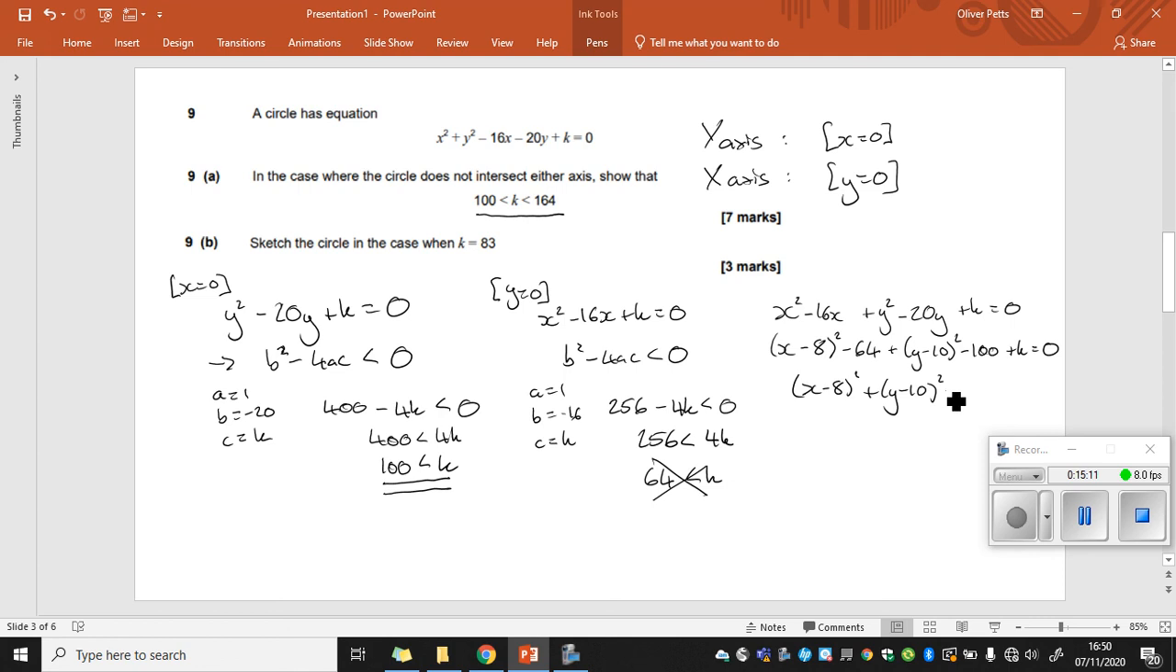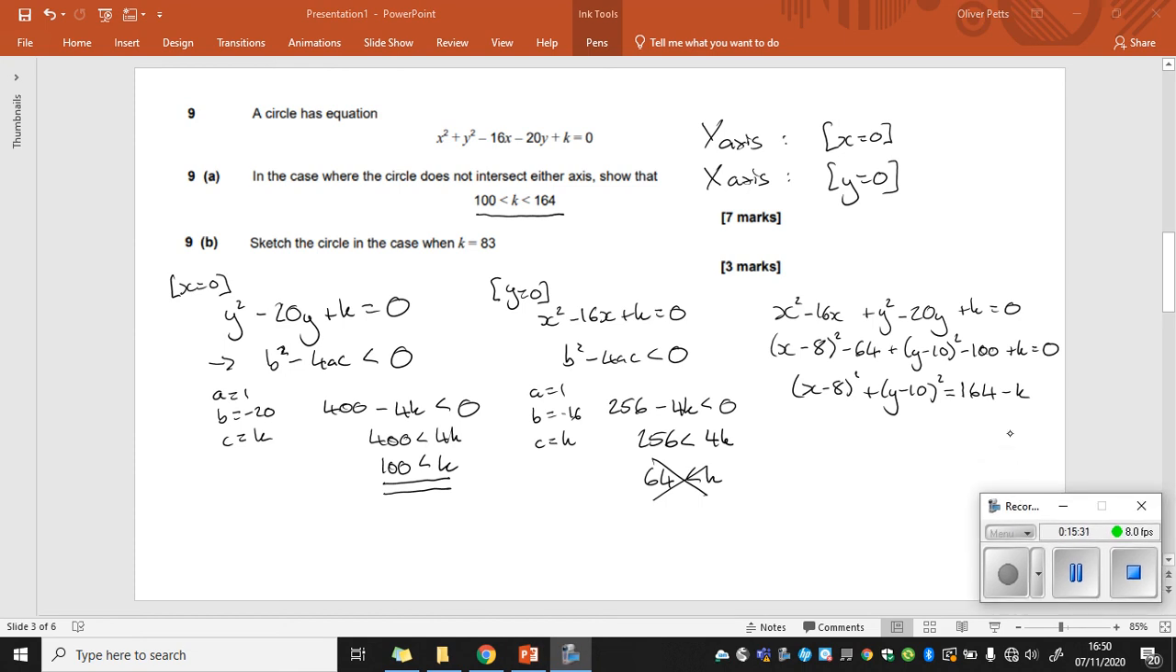And let's just move everything else on the right, because everything that goes on the right hand side, when rooted, would yield our radius. So I've got minus 64 and a minus 100. When those move to the other side, they're going to become positive, and they would go together to give us 164. And the k would become negative. So from this, we'd be able to deduce that we have a centre of 8, 10.